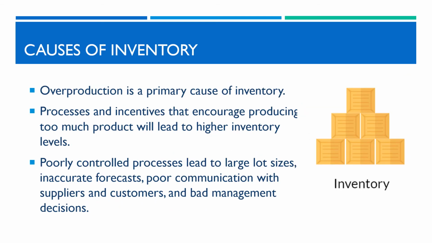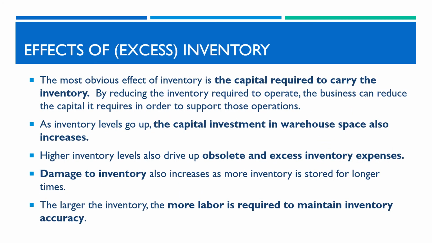Overproduction is a primary cause of inventory. Processes and incentives that encourage producing too much product will lead to higher inventory levels. Poorly controlled processes lead to large lot sizes, inaccurate forecasts, poor communication with suppliers and customers, and bad management decisions. And what are effects of excess inventory?